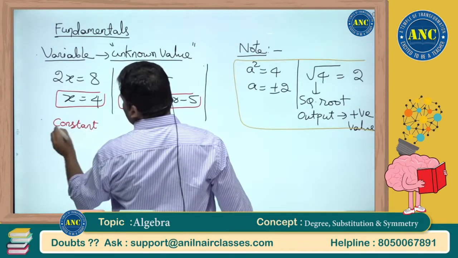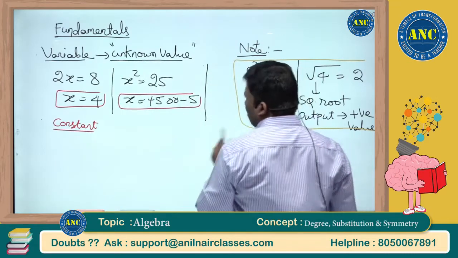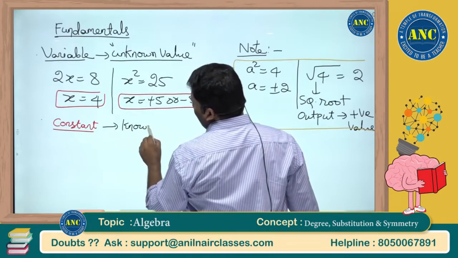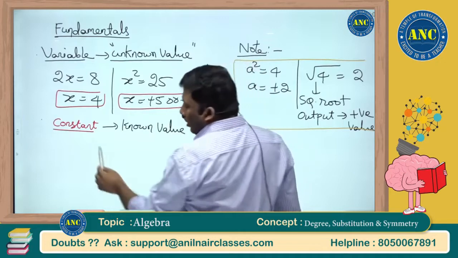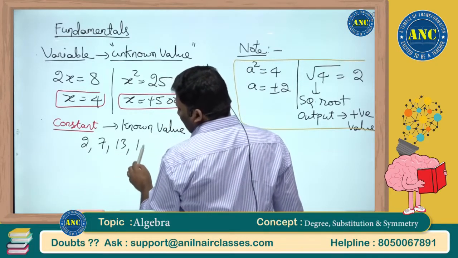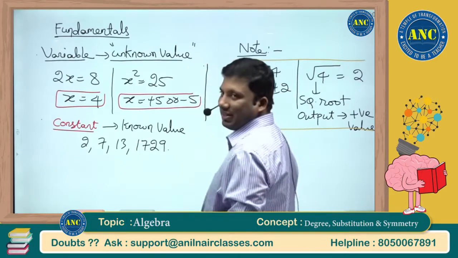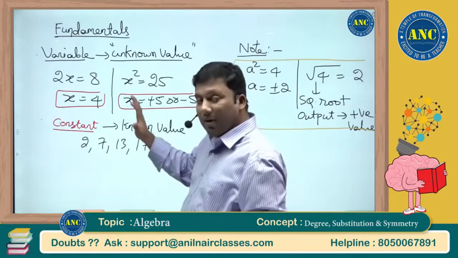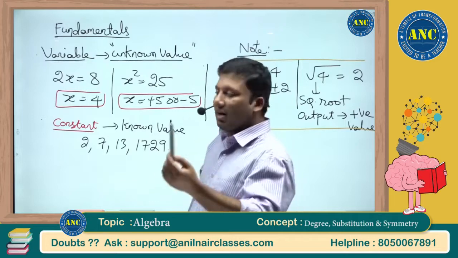Next is constant. Constant is a known value. Constant is a value which never changes. For example, 2 is a constant, 7 is a constant, 13 is a constant, 1729 is also a constant. Constant is a value which does not change. Variable is a value which changes depending upon the expression or equation.